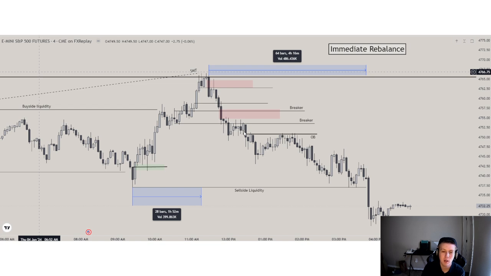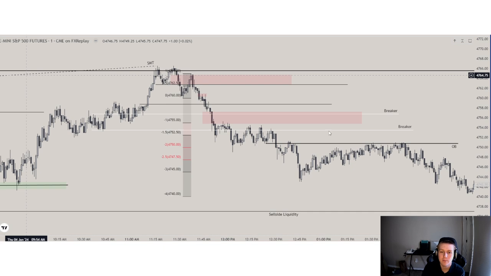Again, we have this order block here. Why am I using the wick? Because it overlaps with the fair value gap right there. Boom, like the reaction off that level. And boom, we end up selling off to this low here right around 4 p.m.